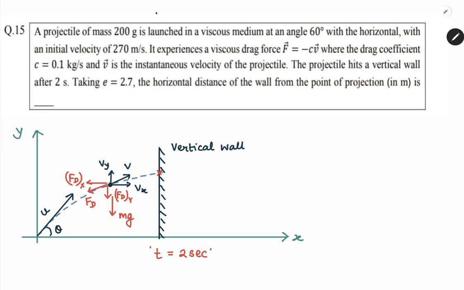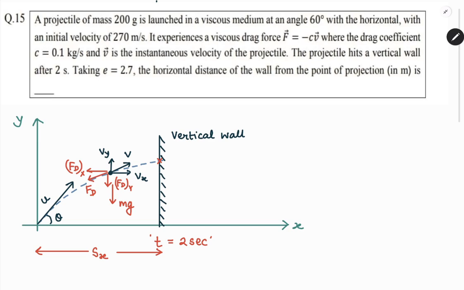The problem is asking us to calculate the horizontal distance which this particle covered from the point of throw before striking the vertical wall. That is, we need to determine the displacement along x-axis. So now let us break the components of the velocities, identify the forces along x-axis and solve along x-axis. We need not solve along y-axis because there is nothing to solve in the y-axis direction.